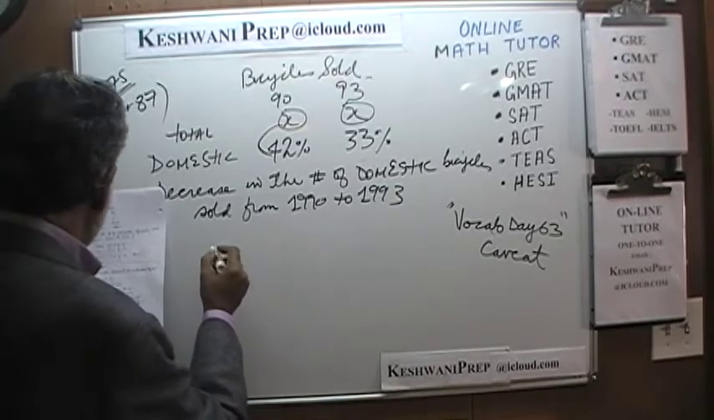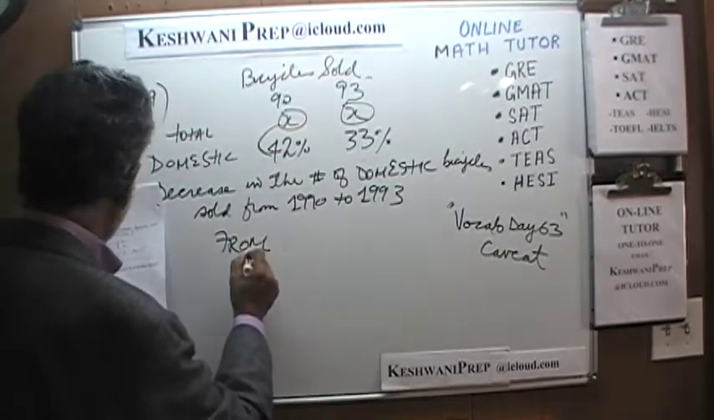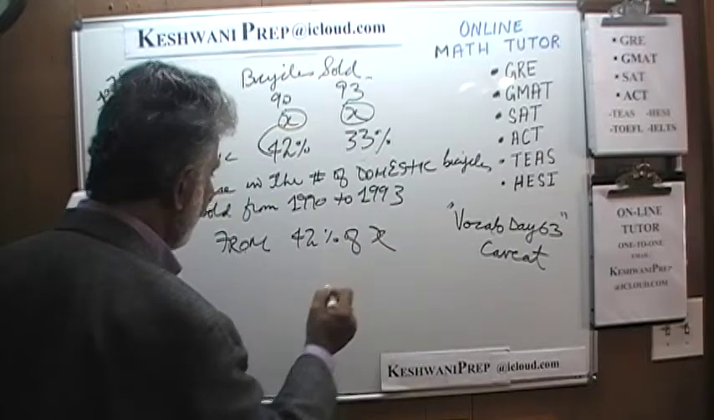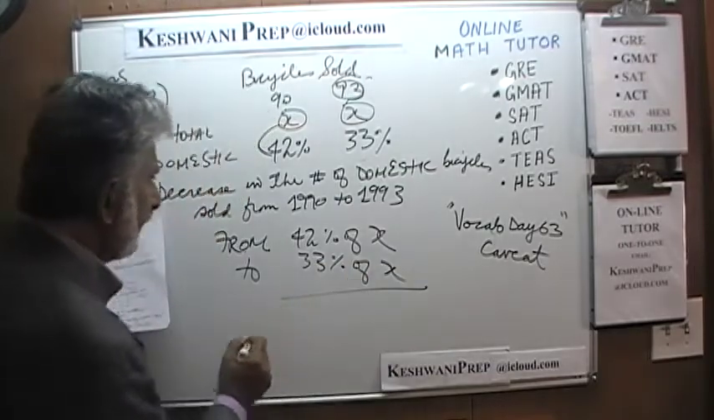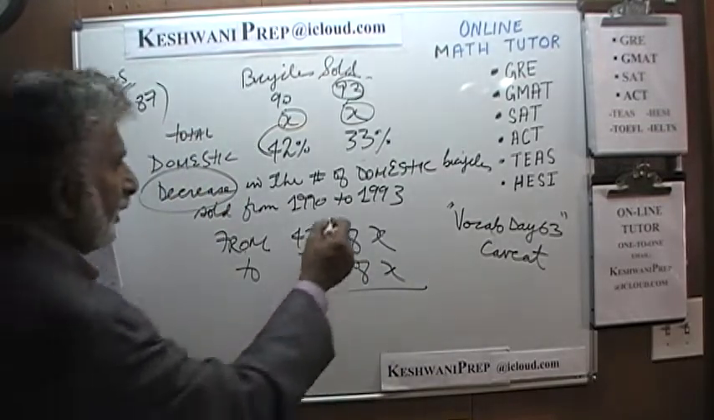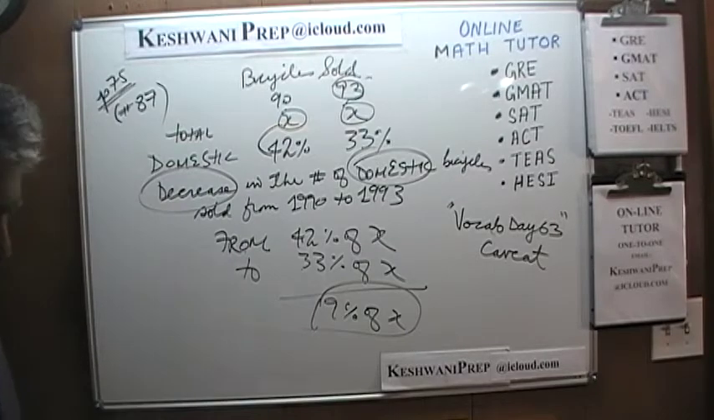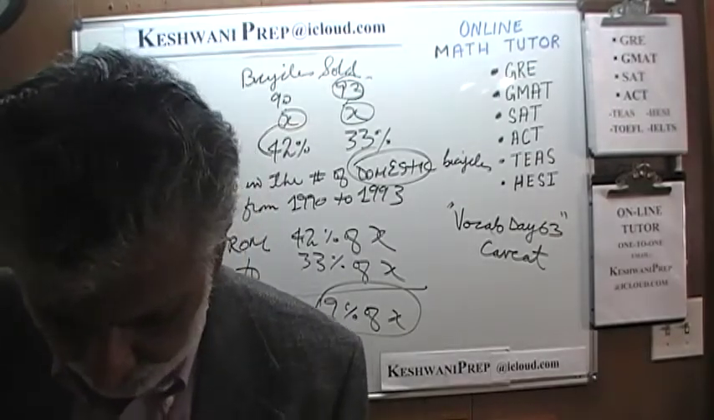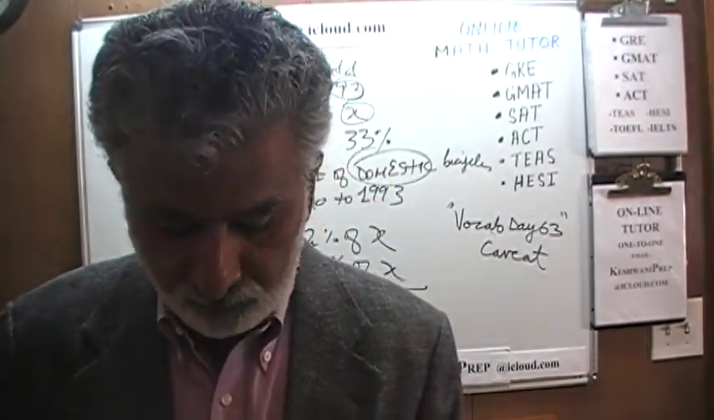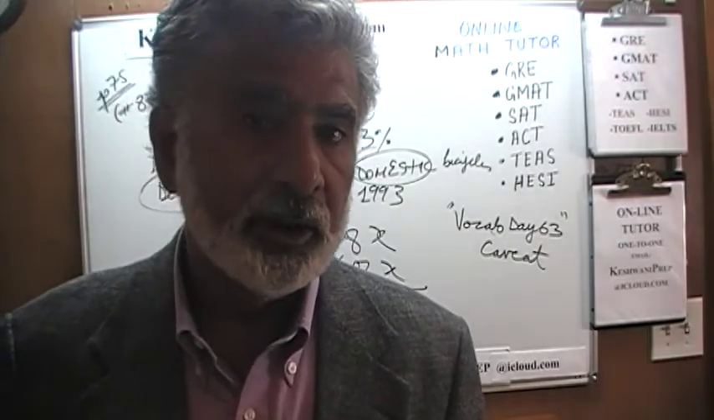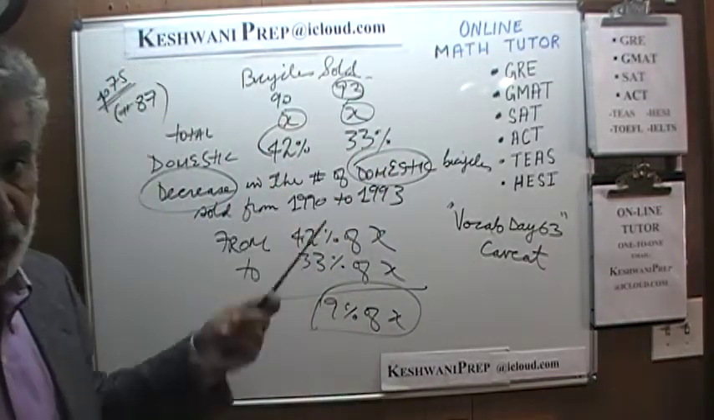So, in 1990 we went from 42% of x to 93, we went to 33% of x. And therefore, the decrease, the drop in the domestic bicycle was simply 9% of x. And there you go, that's your answer. We don't have to do anything at all here. The answer is very straightforward. It is simply 9% of x, because we went from selling 42% of all the bicycles in the country that were made domestically to only 33%. So it's a drop of 9% of x, because the number of bicycles sold in both years were the same.